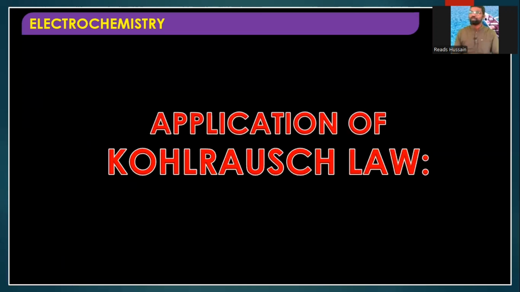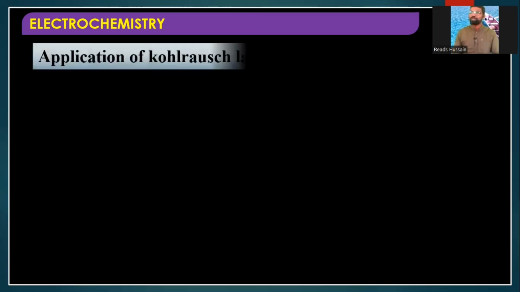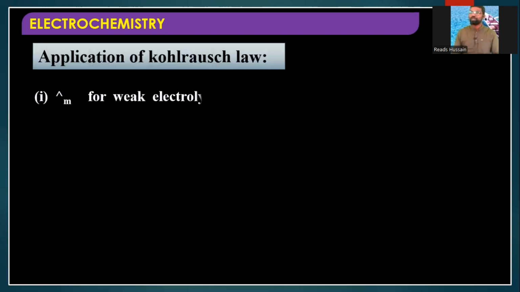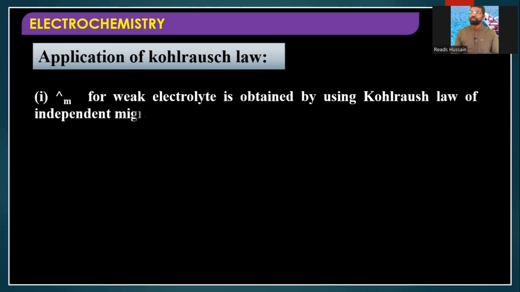Applications of Kohlrausch law. This is simply Kohlrausch law. Now we are going to discuss applications of Kohlrausch law. Note down these points also, or at least take a screenshot. What is the first application? Molar conductivity for weak electrolytes is obtained by using Kohlrausch law of independent migration. First and most important application. Application means use. The first and important use of Kohlrausch law is to find molar conductivity of weak electrolytes.